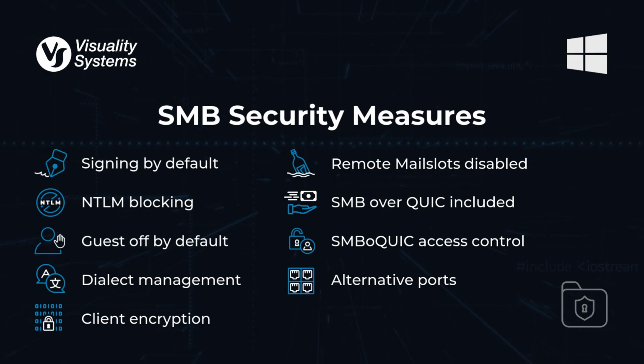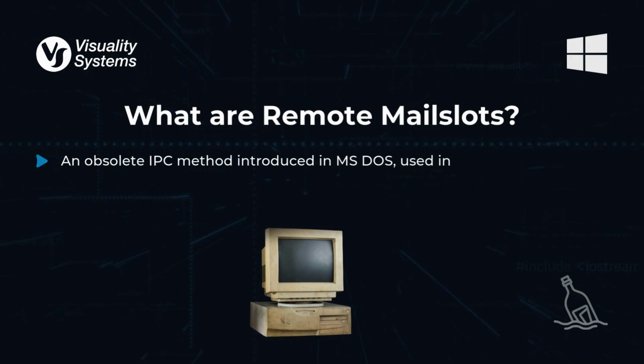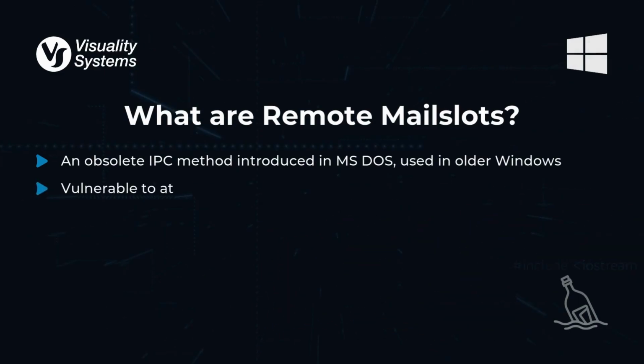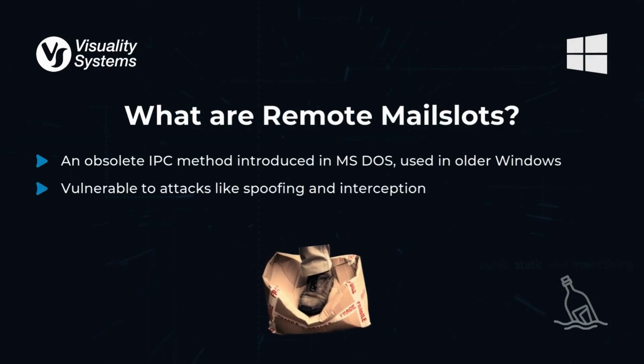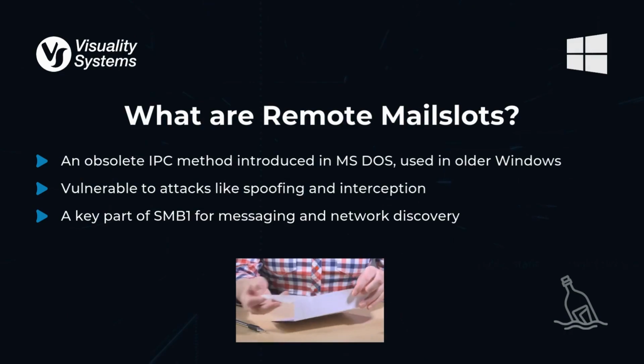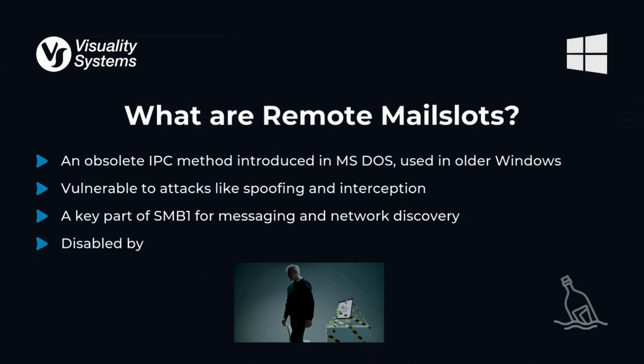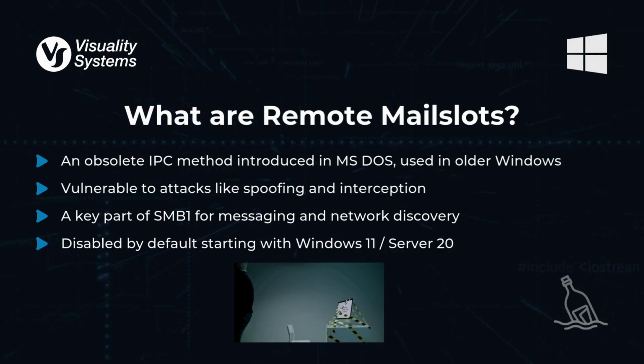Securing active communication is essential, but reducing attack surfaces also matters. Here's why remote mail slots are being deprecated. The remote mail slot protocol, introduced in MS-DOS and used in older Windows versions, is an obsolete method of inter-process communication, which is IPC. Unreliable and unsafe due to its lack of authentication and encryption, it was once a key component of SMB for tasks like simple messaging and network discovery. However, as newer SMB versions evolved, the dependency on remote mail slots was eliminated, leading to their deprecation.